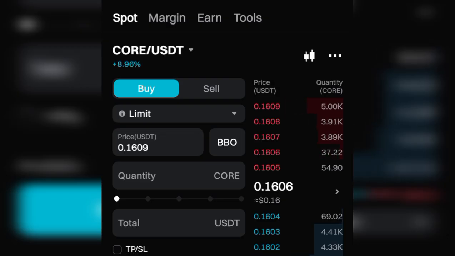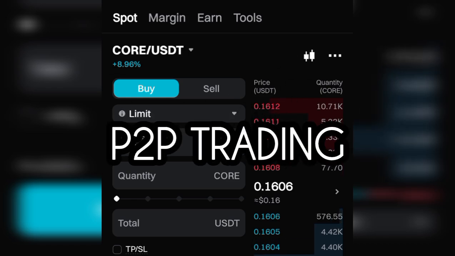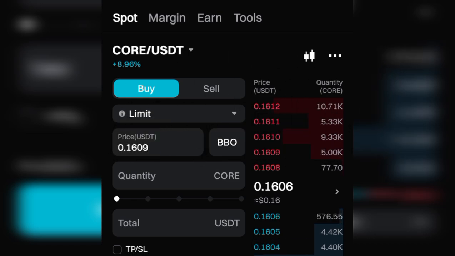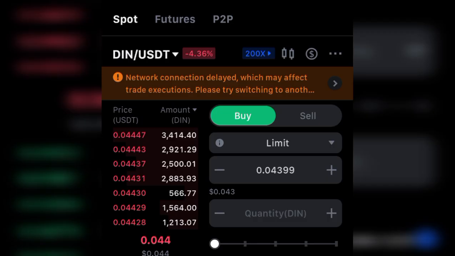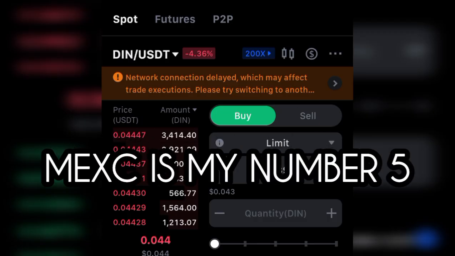It's good for inter-exchange arbitrage, good for triangular arbitrage, and of course, spot trading. And you can also do P2P on it. So for those of you looking for P2P, here's another exchange that you can do that on. My number 5 is MEXC.